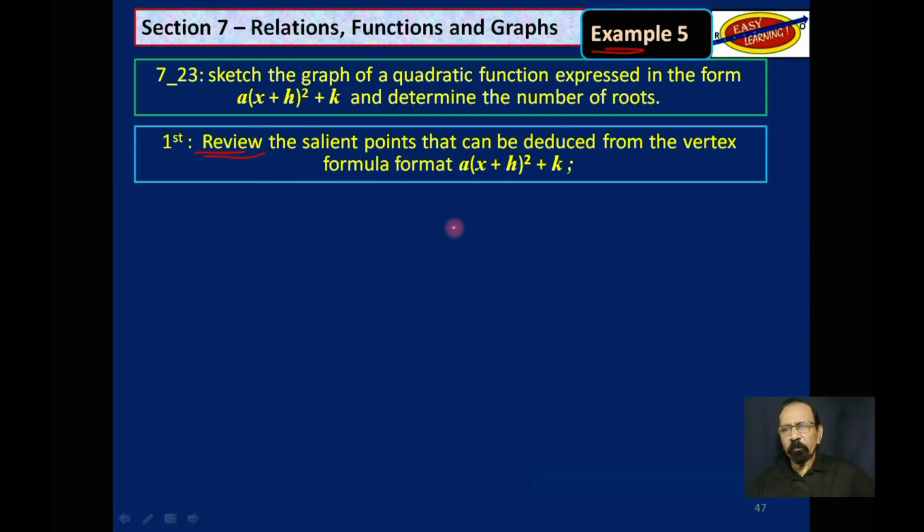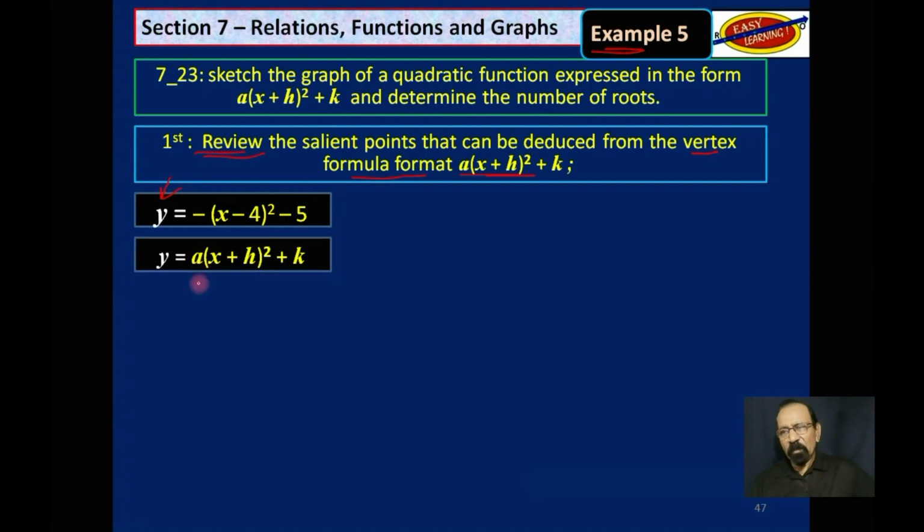Example 5. Again, we follow the same steps. We have this vertex formula format, this completing the square format. This is the equation we have. I am emphasizing that in front here is a, and in this case it is -1. This here is h. So when I say h, this is what I mean, -4. And this here is k. So when I say k, as it relates to this equation, I mean -5.